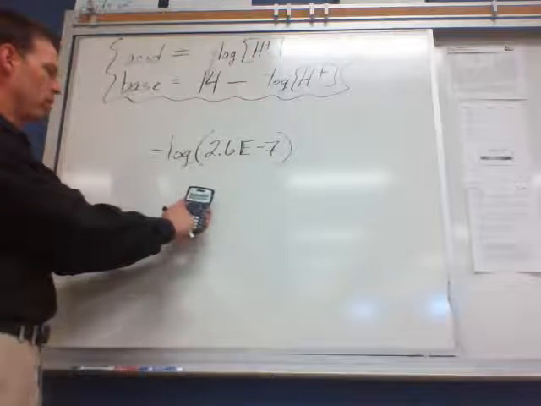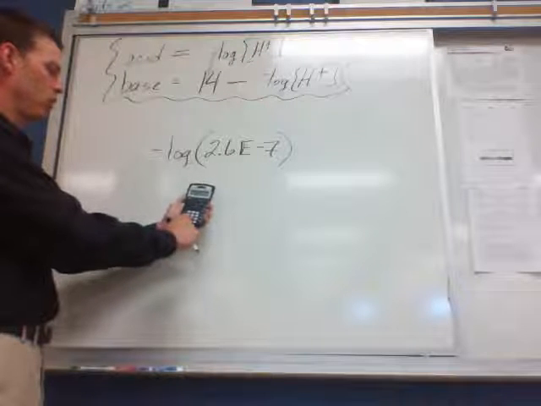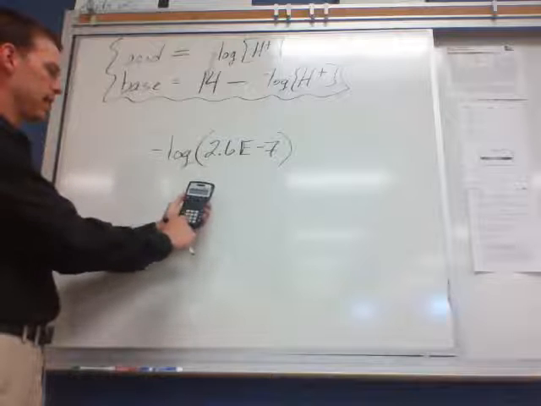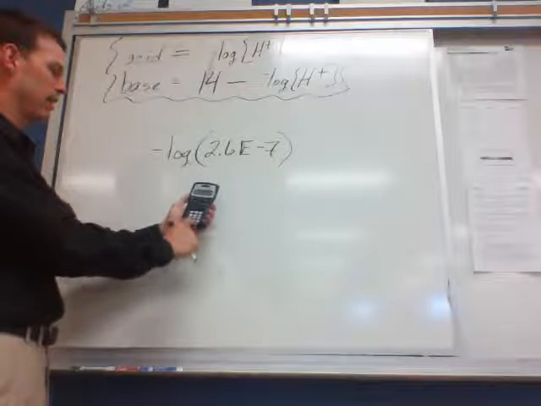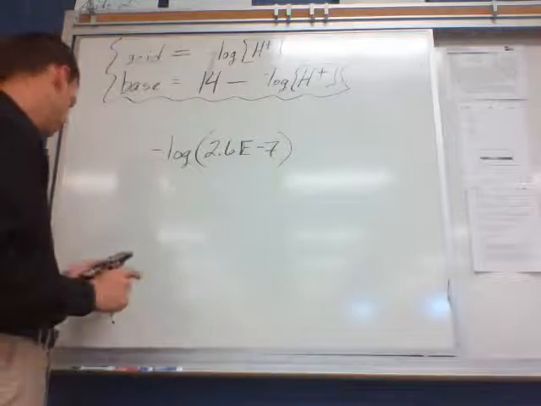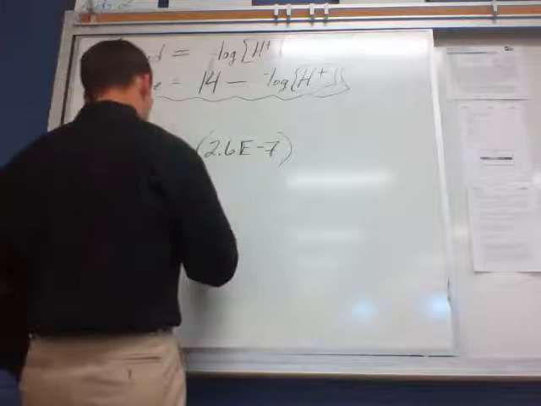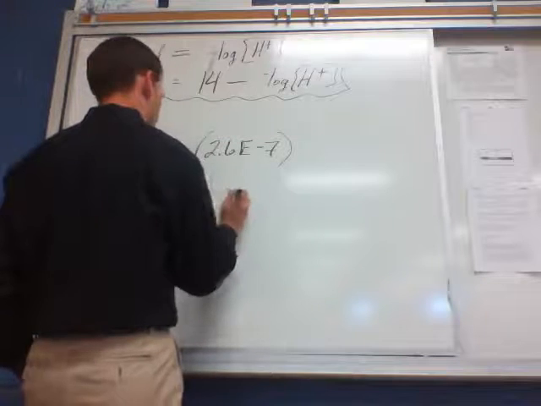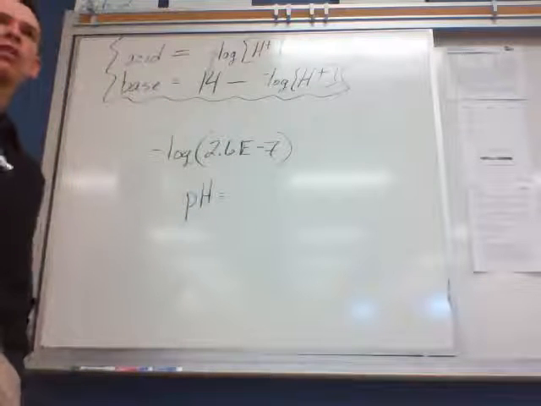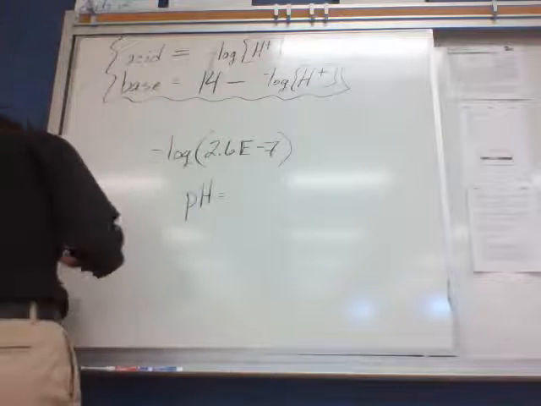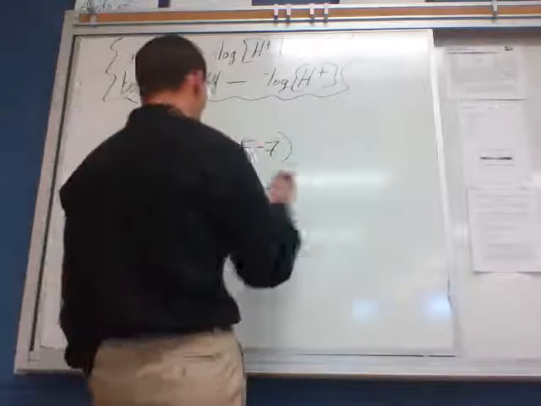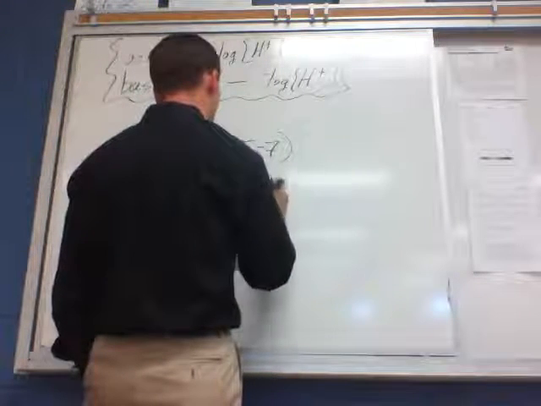You've got to use the button next to the decimal. Negative log of 2.6 E negative 7. What's the pH? 6.59. That next number that you get rid of can bump that number up when you round.